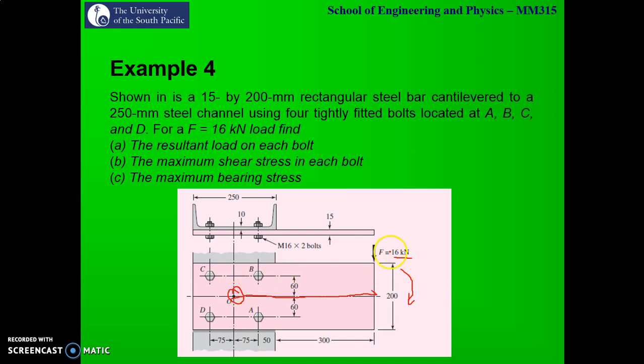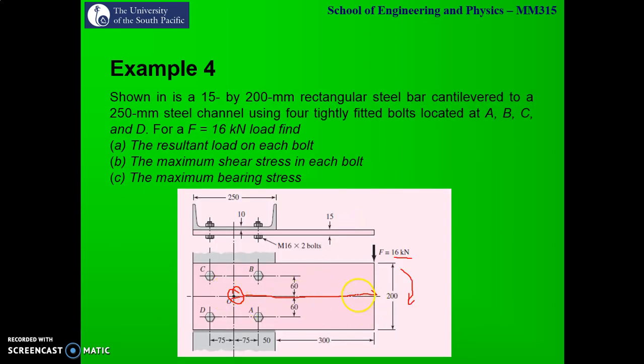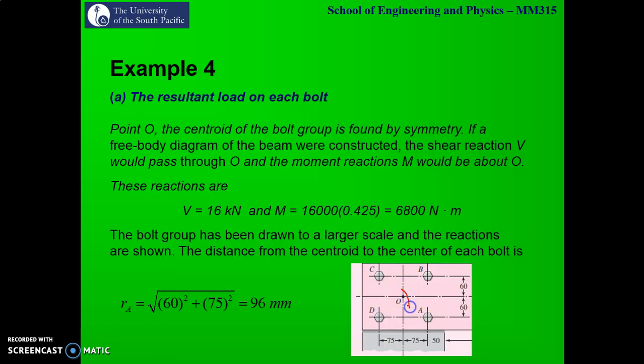Your direct shear is 16 kilonewton, and we've got 4 bolts. With this we can calculate our primary shear. We have to calculate the resultant load on each bolt, and calculate the maximum shear and the maximum bearing stress. Once we have located our centroid, we know that the value of V is 16 kilonewton. The moment, as I was mentioning earlier, the force was 16 kilonewton, and the centroid was located 0.425 meters away from the point of application of that force. So 16 kilonewton times the distance DC, which we calculated over here, gives the moment about our point O. So the moment about point O is 6800 Newton meter.